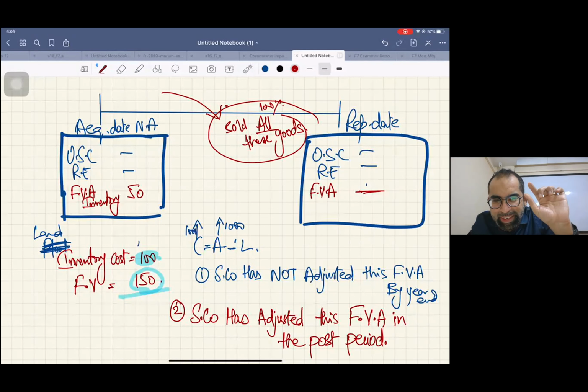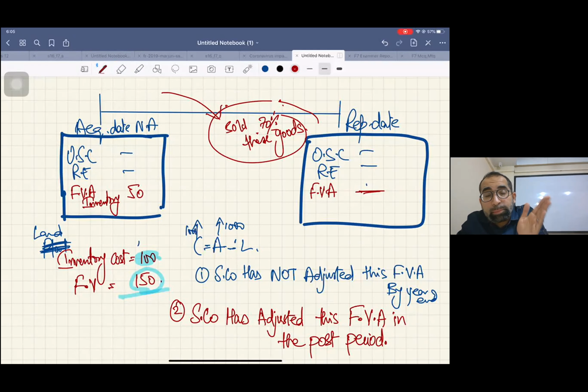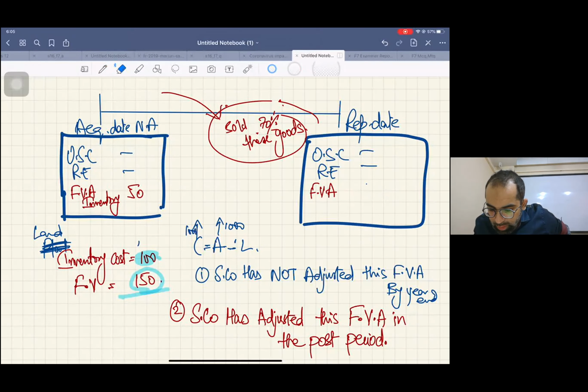Now student, let me change my wordings. What if, out of sold, this time I brought you 100%, what if it is written that 70% goods are sold? It means 70% profit is realized, 70% of the transaction has been booked in the post period, so the remaining 30% is left. So now what you will do: 50 was the original total gain, 50 times 30%, you will adjust 15 here. And when you adjust 15 on the reporting date, you will adjust 15 on the asset side as well. This is the question which you are doing right now.